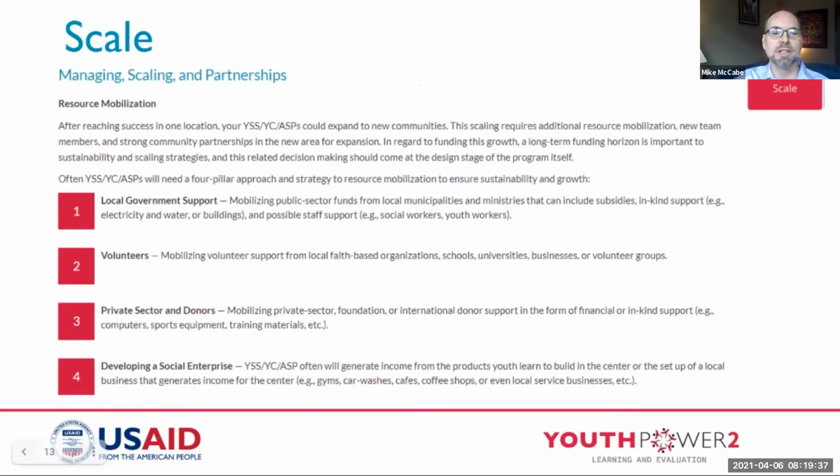Cole, if you go down one more to scale. All right, so under scale, what we've got is a whole series of different experiences about how we put together what I call the 4 legs of the table for sustaining and scaling youth center models. So part of that is what are we doing and how do we approach local government support, whether that's in kind or human resources or subsidies that will underwrite some of these. And we've got models of that.